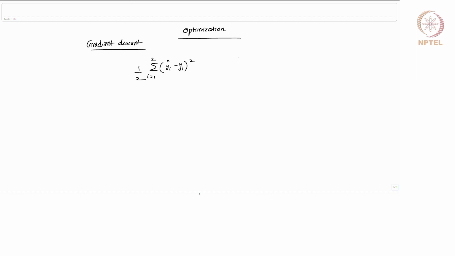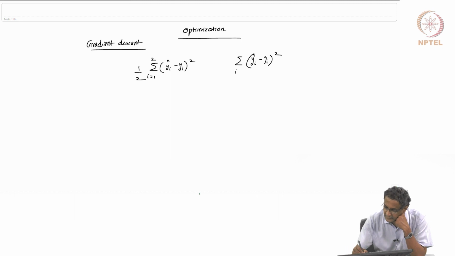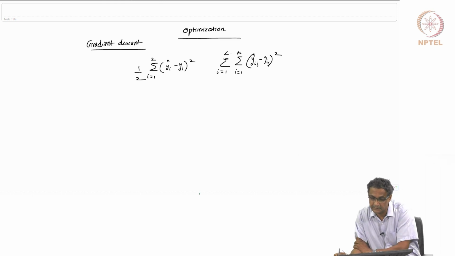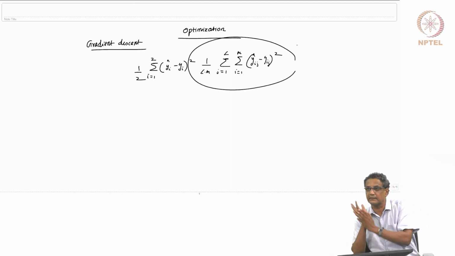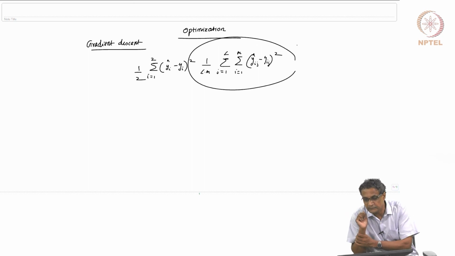So normally what happens is you'll have something like (yi hat minus yi) squared, with i going from 1 to m, and then another summation over yij, where j is the example number, going from 1 to some L number of examples. Then you might scale this by 1 over Lm, and you would want to make sure that over all the examples you eventually get an error which is small enough.